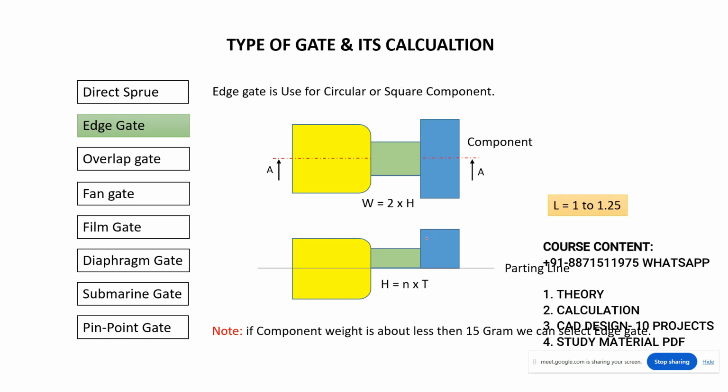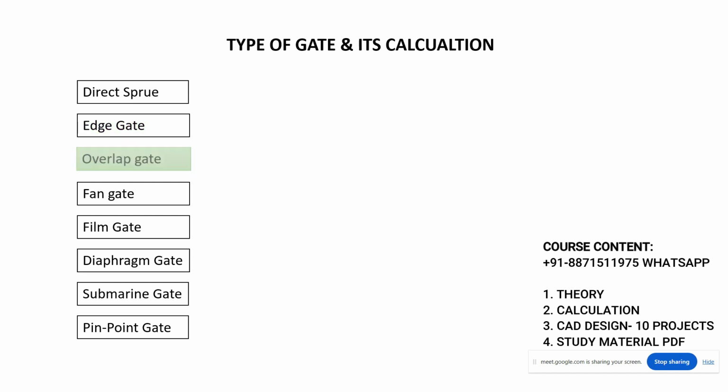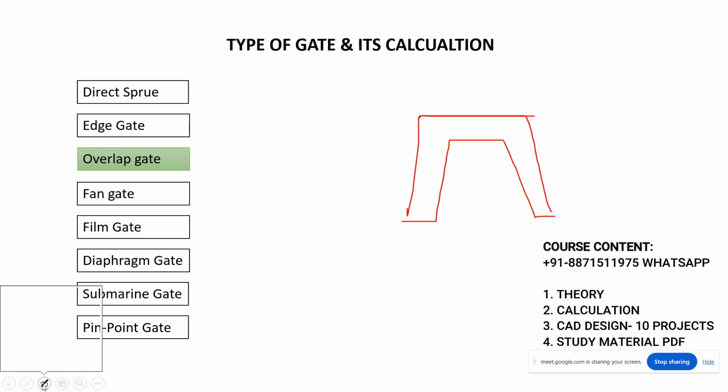Not understood. Acha, see here, overlap gate. What is the overlap? Now we have a component like this. And the customer says, for example, this is the critical phase for us, this is the very critical portion, and this complete phase is very important for the customer. But the customer says this is the only phase where you can take the gate position.